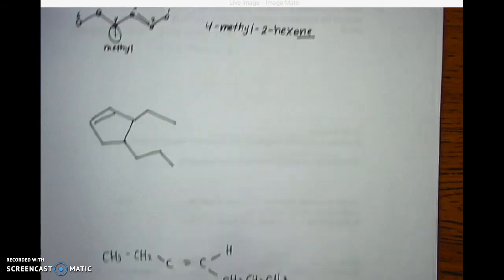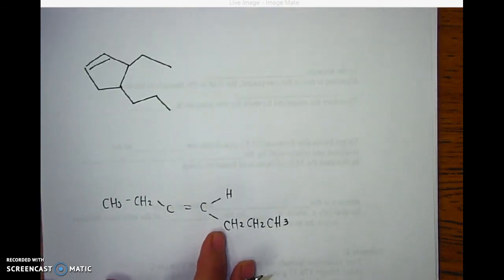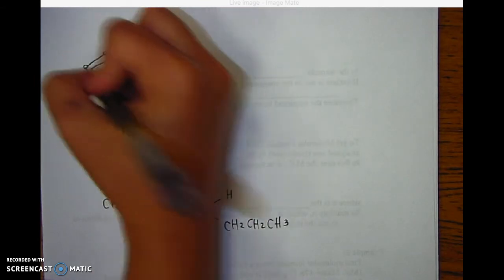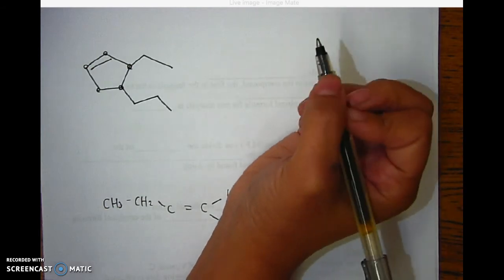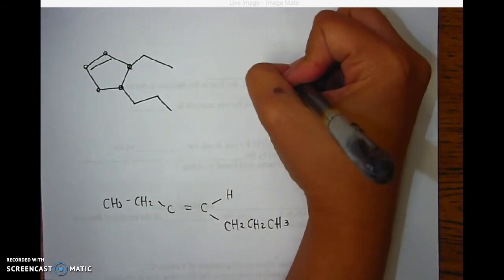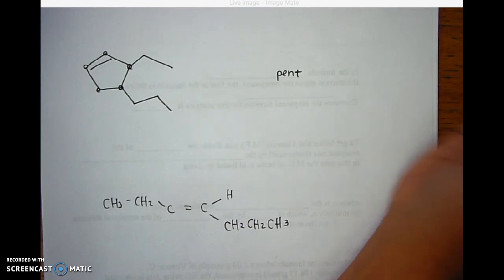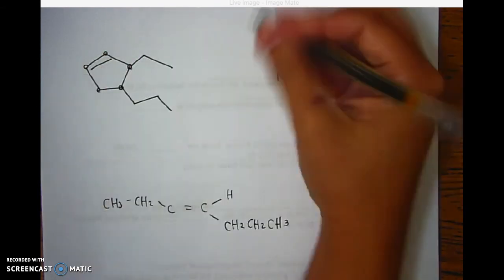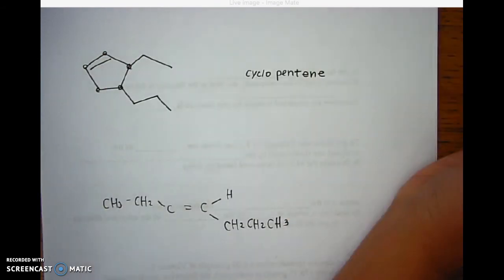So we have 4-methyl-2-hexene here. Okay, for the second compound that we do have a ring, and we have 1, 2, 3, 4, 5 carbons. Okay, we know that this is going to be pent because of the 5. There's also a double bond, so there is a pentene. It's also in a ring, so we know that this is going to be called cyclopentene.